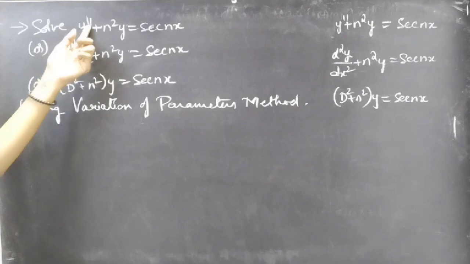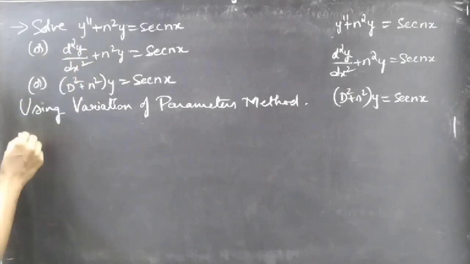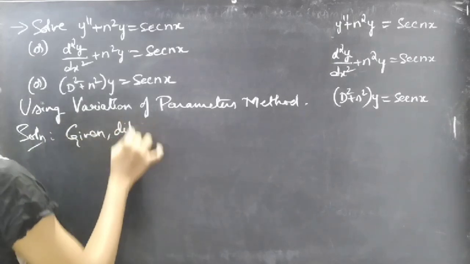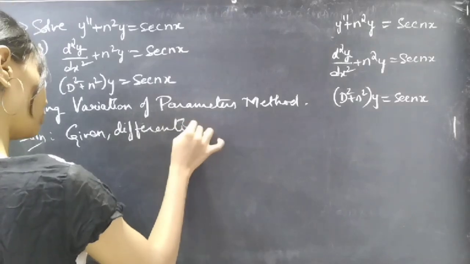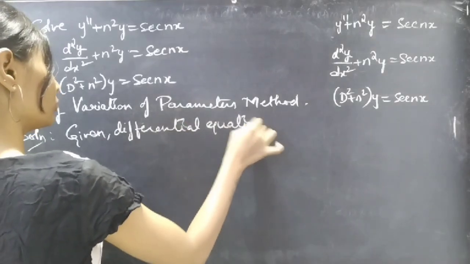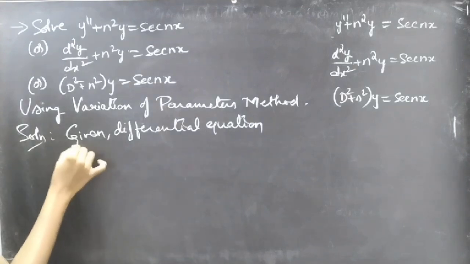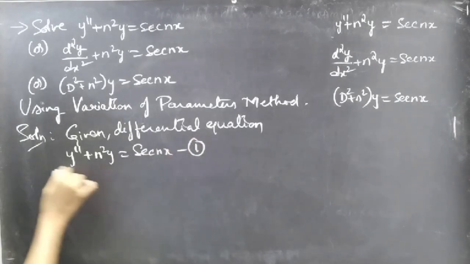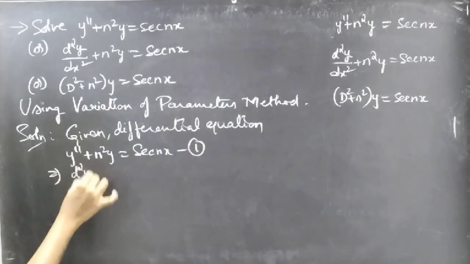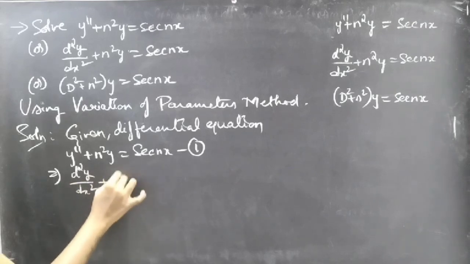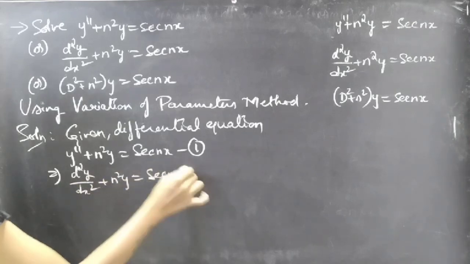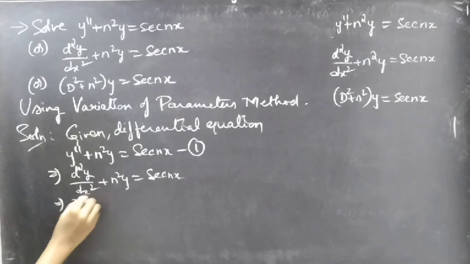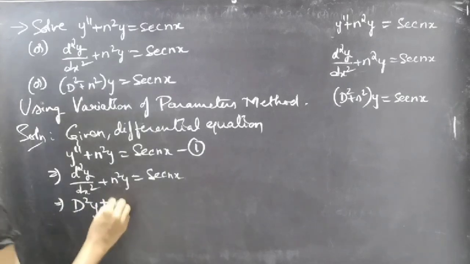We are given a differential equation of order 2, right? Given differential equation: y double dash plus n square y equal to secant nx, considered as equation 1. Or we can write y double dash as d square y by dx square plus n square y equal to secant nx, or we can write d square y by dx square as capital D square y using the differential operator capital D.